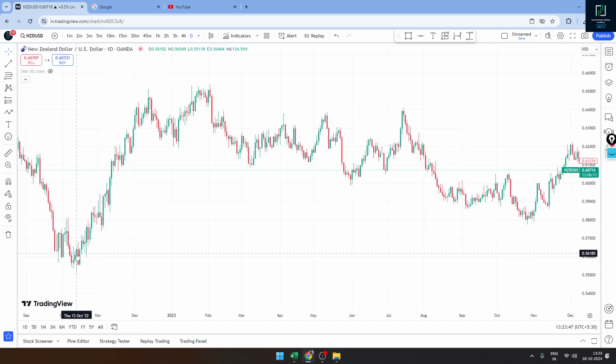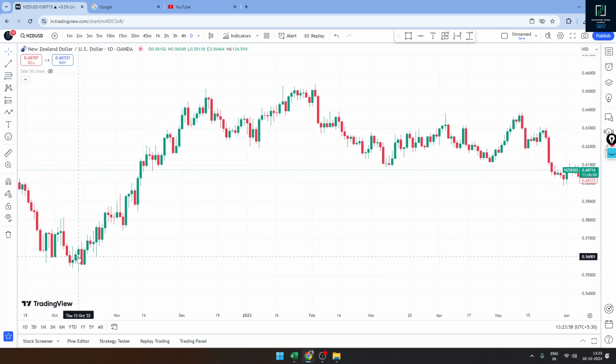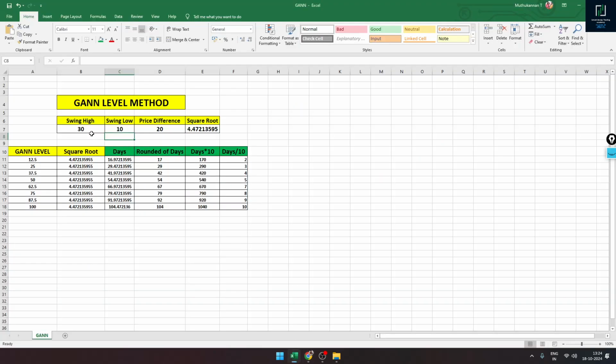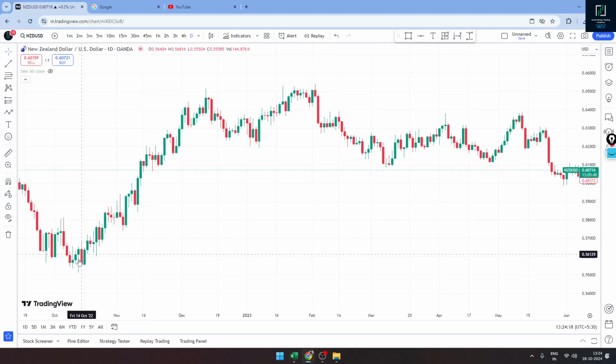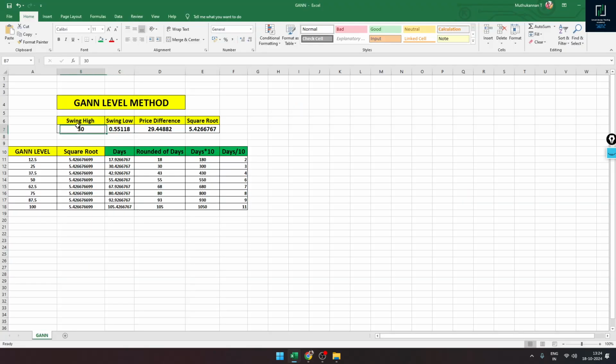If I bring the cursor here, I will get the open high low data at the top, right? So I want to take a low and I want to take a high price. So I'm bringing the cursor here. I'm getting the low price of 0.55118. So I'm going to put this into the Excel sheet. Okay, 0.55118. This is the value, and this is the highest part. That is 0.65138.